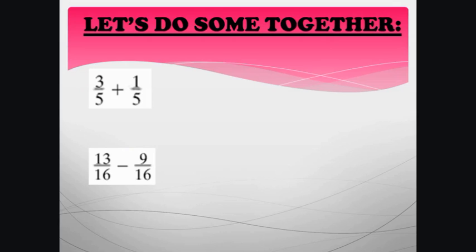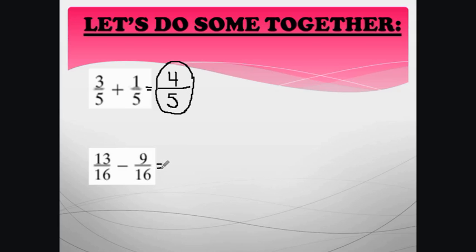So let's go ahead and do some together. Here in this first problem, we have 3/5 plus 1/5. We're going to keep the denominator the same because, like I said, when we're adding or subtracting fractions, only with those operations, we have to have a common denominator. So from here, we're just going to add our numerators. 3 plus 1 equals 4. 4 and 5 do not have any other factors in common other than 1, so this fraction is in simplest form. 3/5 plus 1/5 equals 4/5.